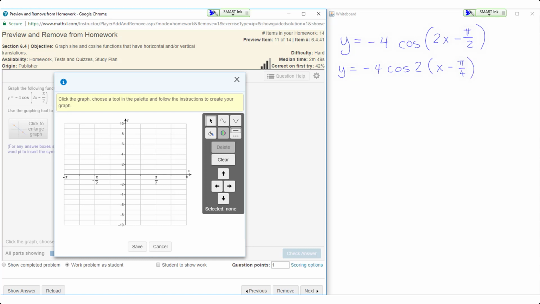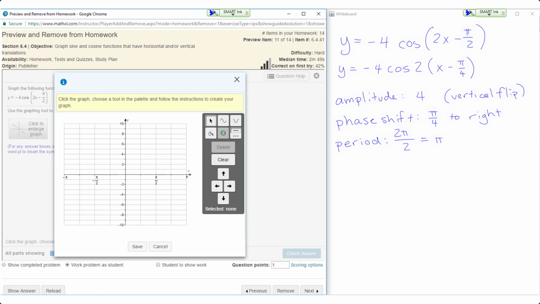All right. Now, that shows me that my amplitude is 4, but we have a vertical flip because it's negative. And then my phase shift is pi over 4 units to the right. There is no vertical shift, but there's a period change. So the period normally is 2 pi, but since this multiplier of 2 exists, I divide that by 2, so my period here is pi.